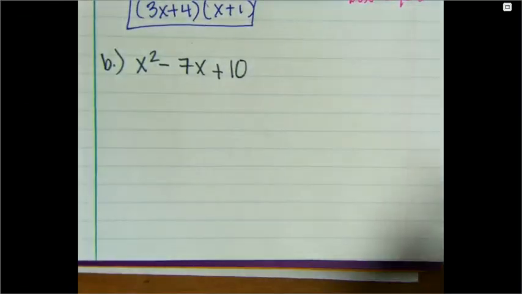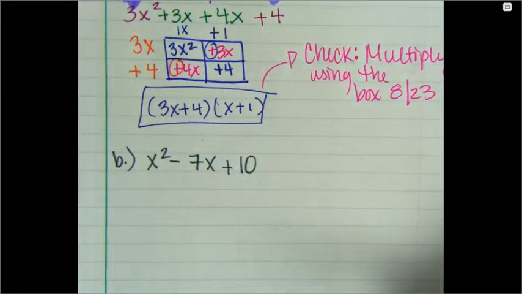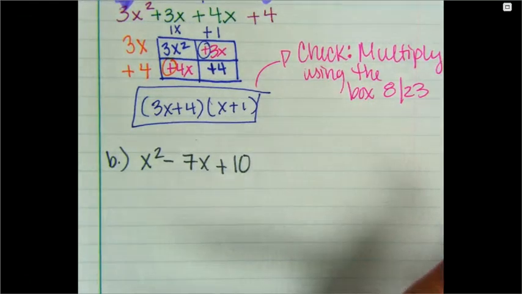X squared minus 7x plus 10. Listen to what I want you to do. Was anyone still copying this one up here? No? All right, what I want you to do is this. I want you to identify A, B, and C. I want you to draw the X, and I want you to fill in the X. Then I want you to stop. So identify A, B, and C. Draw the X. Fill in the X. Find your numbers, and stop.